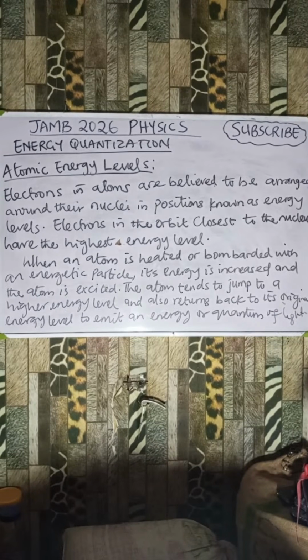Okay, let me just read it out. Electrons in atoms are believed to be arranged around their nuclei in positions known as energy levels. Okay, if you have your New School Physics with you, later you can go through all those write-ups. I just have to summarize because of time. Electrons in the orbit closest to the nucleus have the highest energy level.